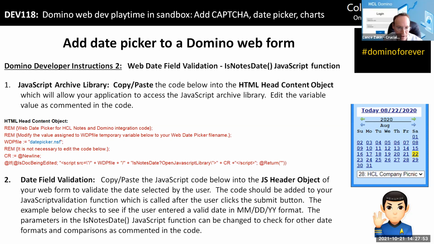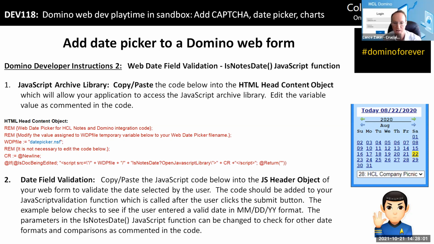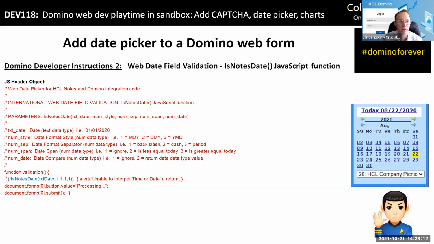Step 2 here, date field validation. Copy paste the JavaScript code below into the JS header object. The example below is to see if the user entered a valid date in month, date, year. Now, this tool supports international dates, so you'll see in a second what I mean. So over here, here's this code that's in your JS header object, and it gives you the parameters for isNotesDate. You see 1, 2, 3, 4 parameters. It tells you in the comments here what they do. This whole thing is optional, but if you want to use it, you can.